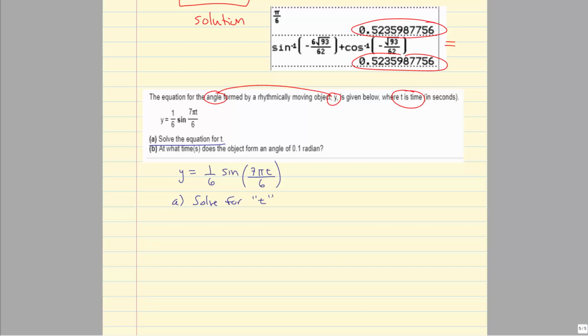If we solve this for t, I think the best way to start would be to multiply both sides through by 6 to clear the fraction. Okay, so the 6's cancel on the right. So I'm left with 6y equals sine of 7 pi t over 6. Now we need to get at that t, but we can't do anything with it as long as there's the sine there. So to get rid of the sine, we'll take the inverse sine of both sides. We'll kind of undo that operation.